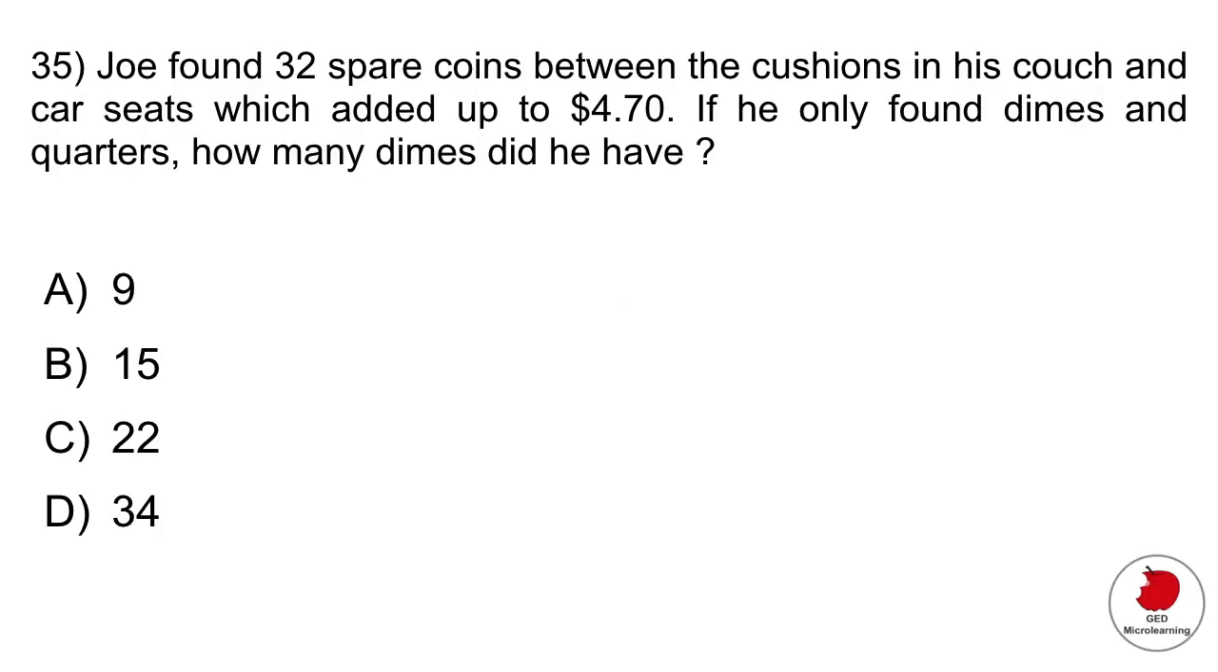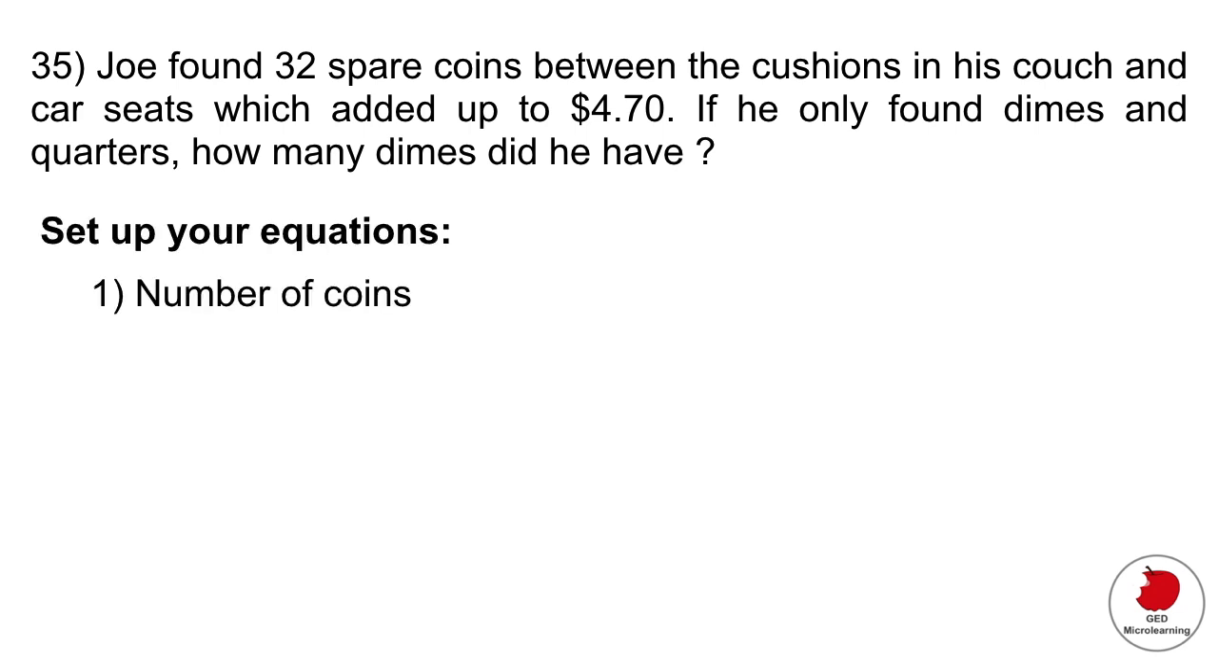Joe found 32 spare coins between the cushions in his couch and car seats, which added up to $4.70. If he only found dimes and quarters, how many dimes did he have? Okay, so this question is a system of equations problem. So the first thing that you have to do is set up your equations, and you're going to have 2 equations. The first equation relates to the number of coins. So they're telling us that he found 32 coins in total, and these coins were dimes and quarters.